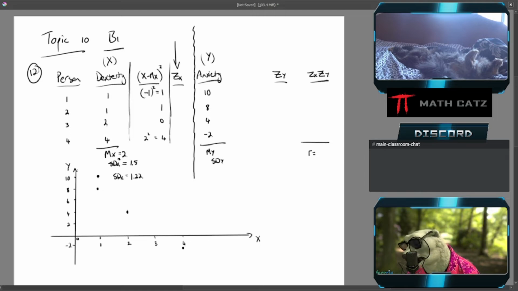So we have, I'll do the detail, an x of 1, take away the mean of 2, and then we divide by the standard deviation, 1.22, and we get negative 0.82. Now the next one has the exact same x-score, so it'll be the exact same.